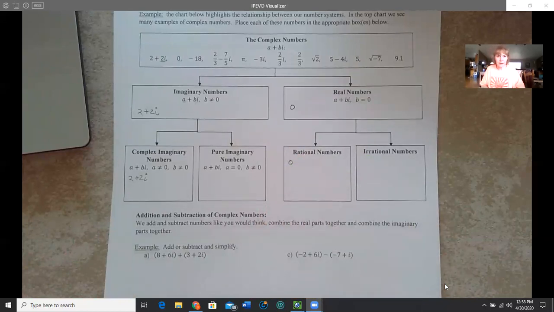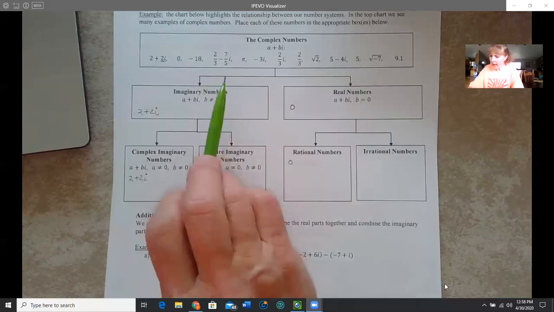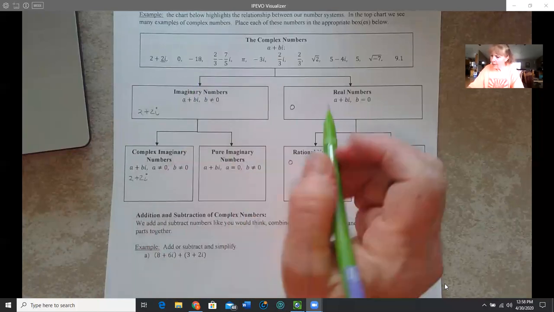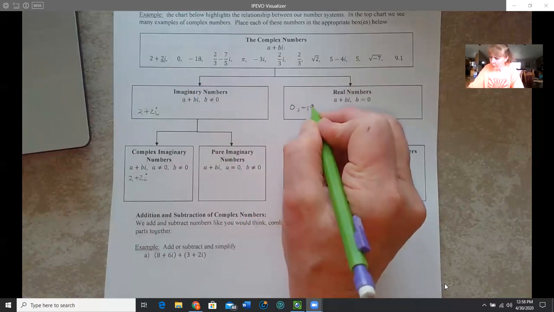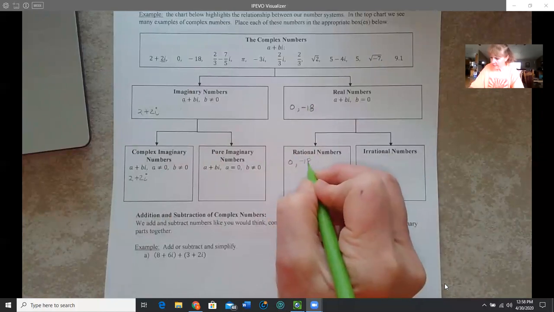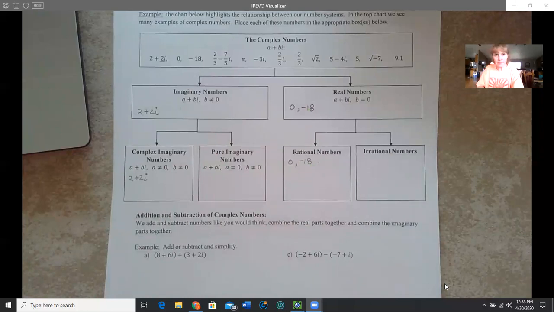All right, let's go to the next one, negative 18. Negative 18 does not have an imaginary part with it. It doesn't have that i, so it would be considered a real number, and it's not irrational. So it would go here.